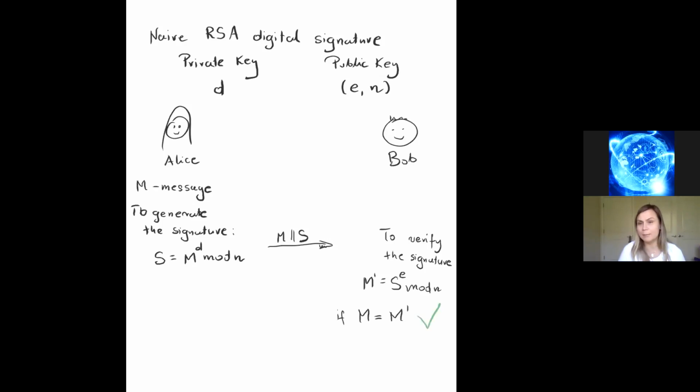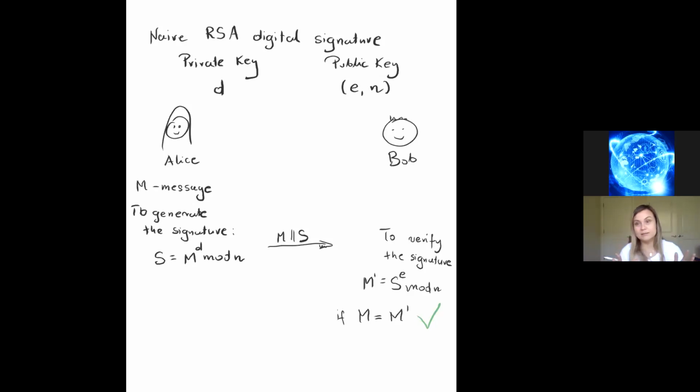And of course, if M and M prime are different, then it means that this message was probably not sent by Alice. So as you can see, RSA digital signature is beautiful. This is such a beautiful and simple math idea. It looks really nice in theory, but to actually make it work in the real world, we need a lot of additional things that will make it efficient and useful.